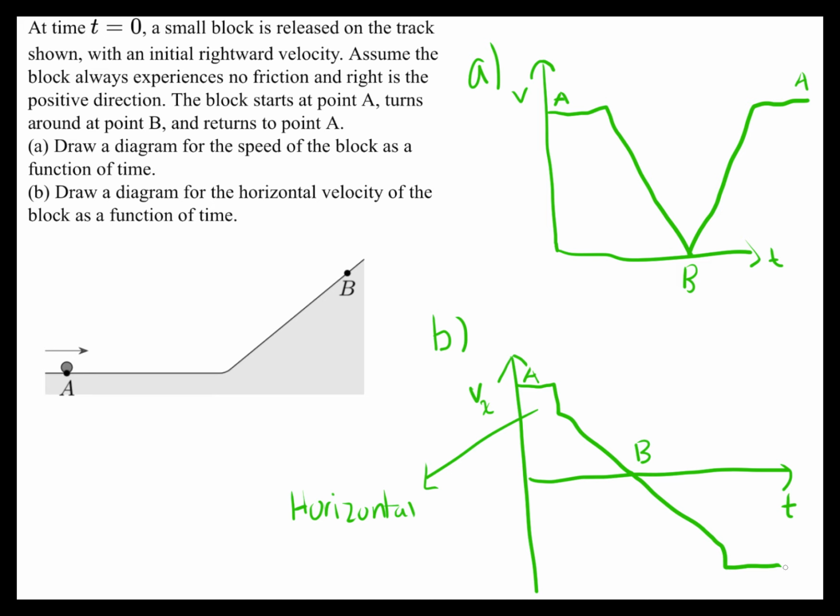And then at the end here, this is where it returns to point A, and it levels off, where it has the same magnitude as the original velocity, but in the opposite direction. And so these are how the two diagrams might look, and this is how you would solve this problem here.